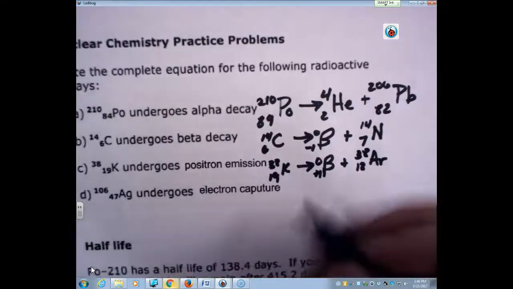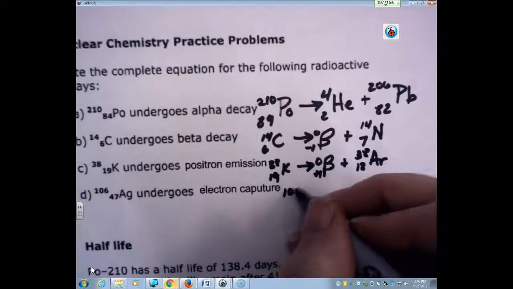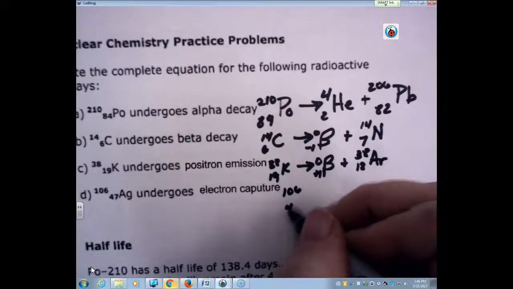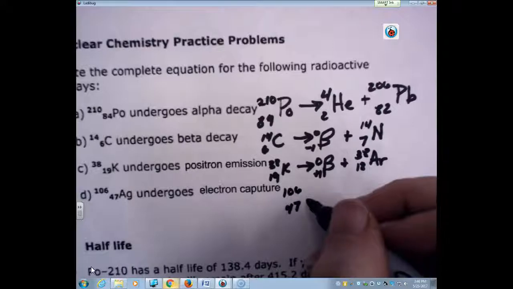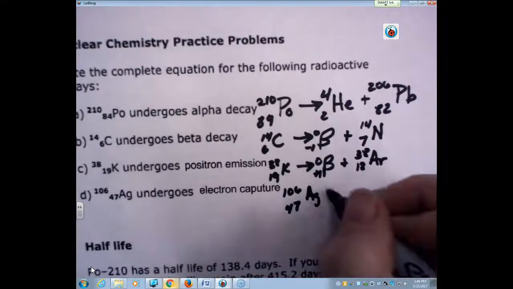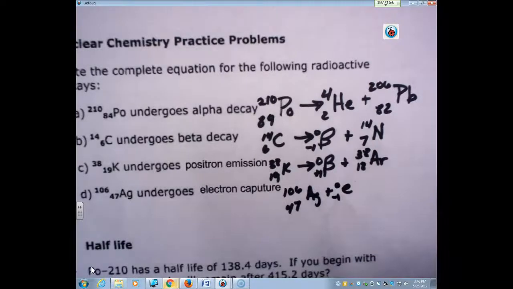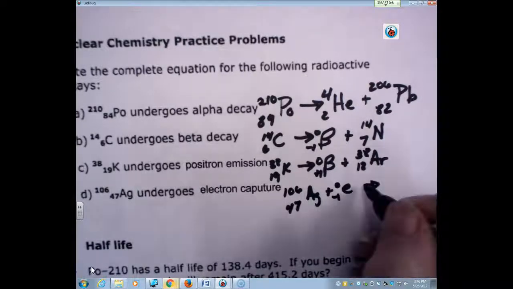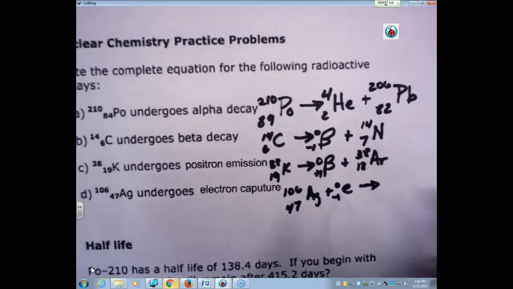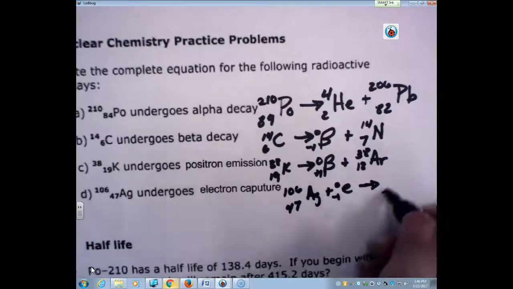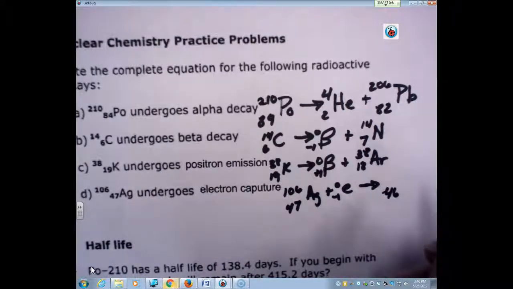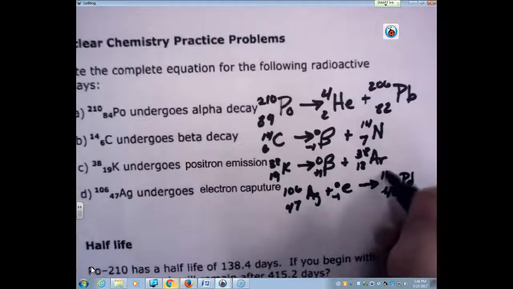And here we have some silver, and we're going to see what happens if it goes through electron capture. So this is the only one that's written as a reactant, so it's not a decomposition reaction. So that electron is pulled into the nucleus. So 47 minus 1 is 46, and we are dealing with some palladium there. And then no change in mass, so it's still 106.